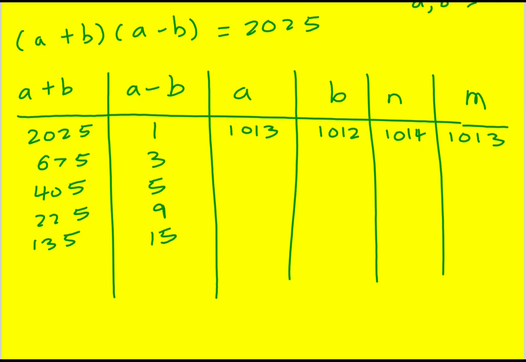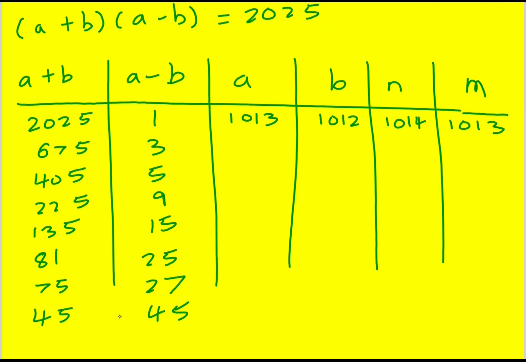After that, I've got 81 and 25. 75 and 27. 45 and 45. 1, 2, 3, 4, 5, 6, 7, 8. And that is going to be it. There are going to be 8 solutions here.